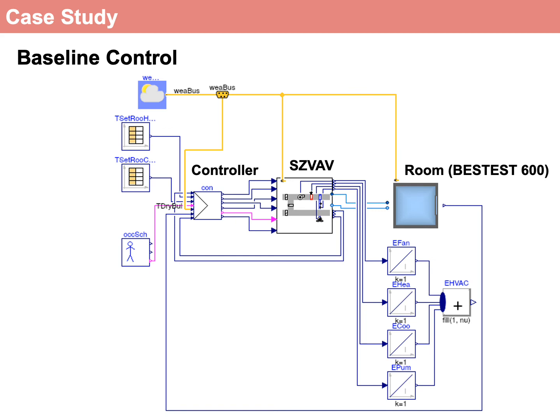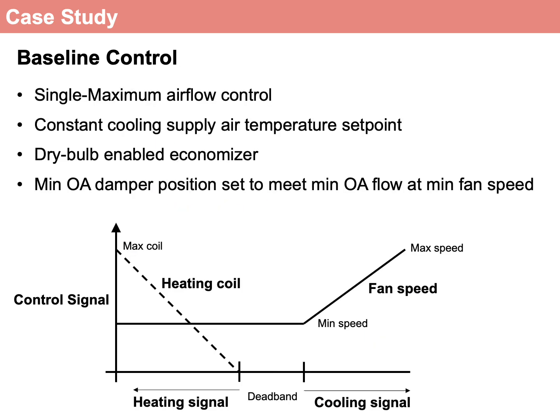Our baseline controller uses the same exact room and system model, except that we switch out the controller for a baseline controller. And that baseline controller uses what's known as single maximum airflow control. And really, it's a much simpler type of controller that basically, during cooling, first modulates the fan speed from a maximum down to a minimum that supplies the correct amount of outside air, and does so at a constant supply air temperature, and then for heating keeps that constant supply airflow to maintain minimum outside air, but then stages on the heating coil to provide heating.